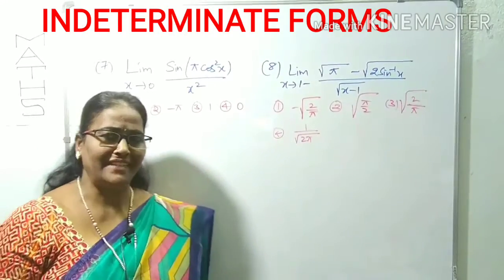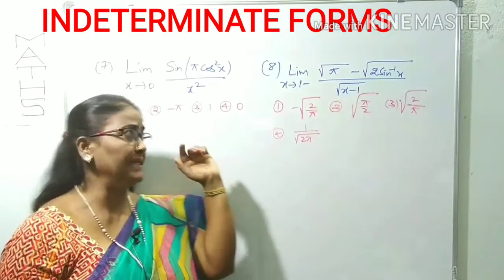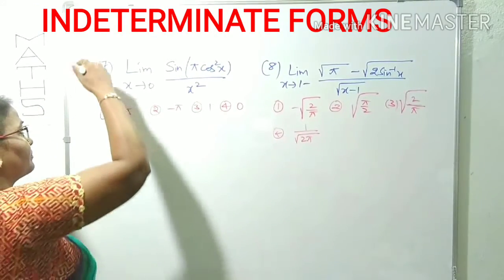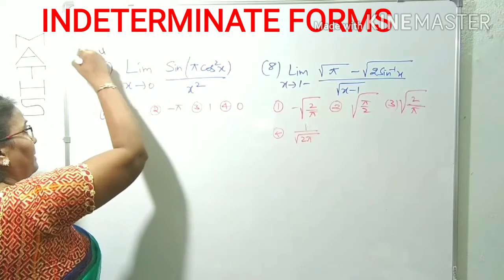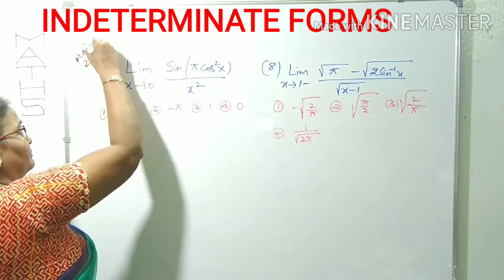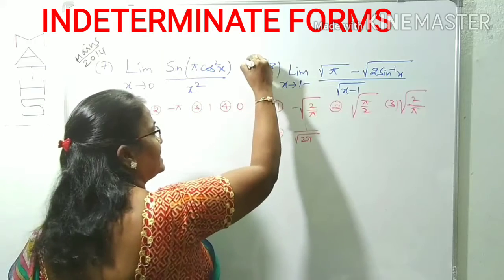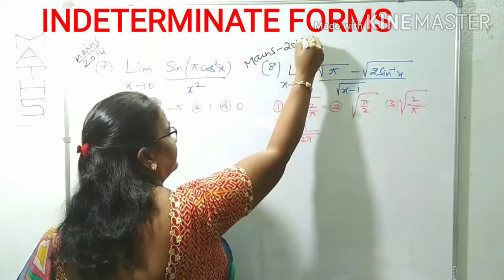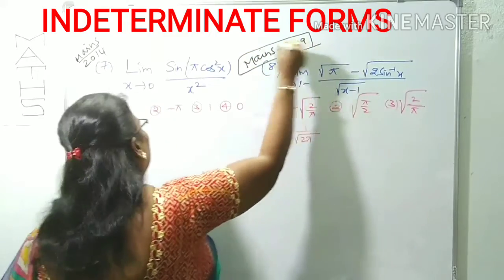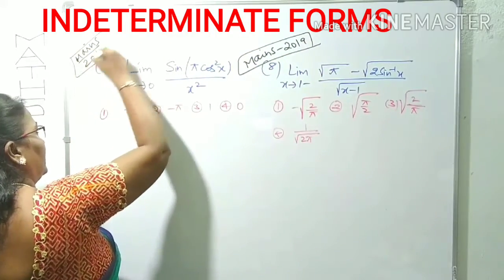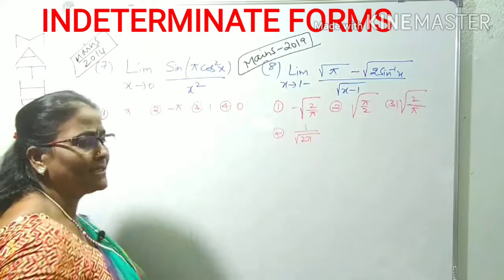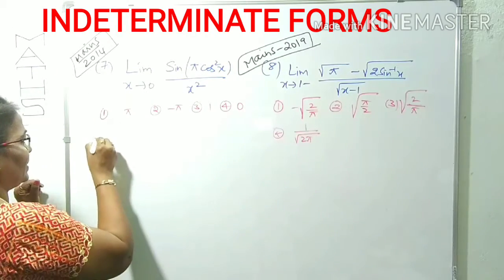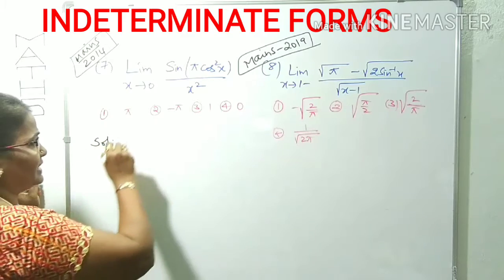Look at question numbers 7 and 8, which were given in JEE Mains. This one was given in Mains 2014. This one was given in Mains 2019. Both of them depend simply on the L'Hospital rule only. That is, indeterminate forms. Both of them are simple. Look at question number 7 first of all.